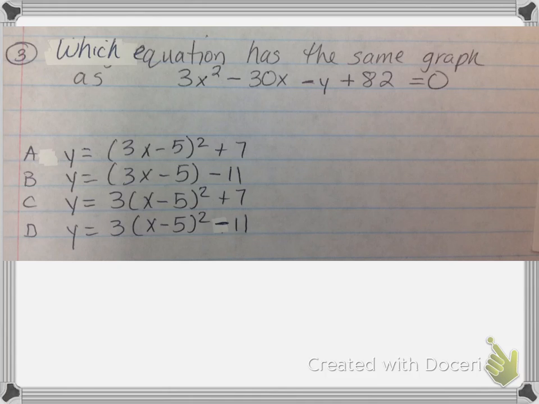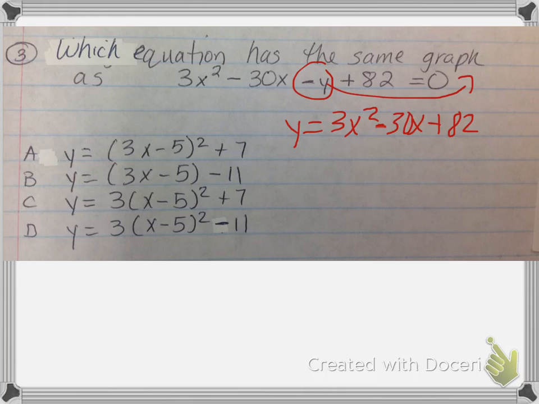The first thing we need to do here is solve it for y. So all we have to do is move who away? The y. So this becomes y equals 3x squared minus 30x plus 82. Now, none of those equations look like that, obviously, but you could put that into your y equals.